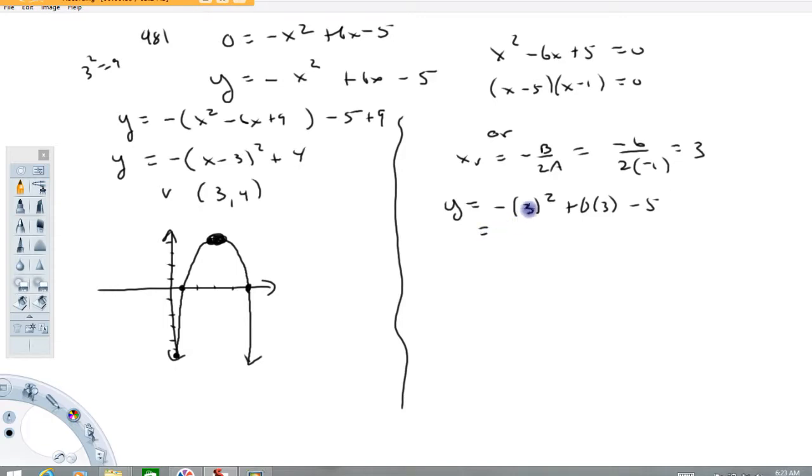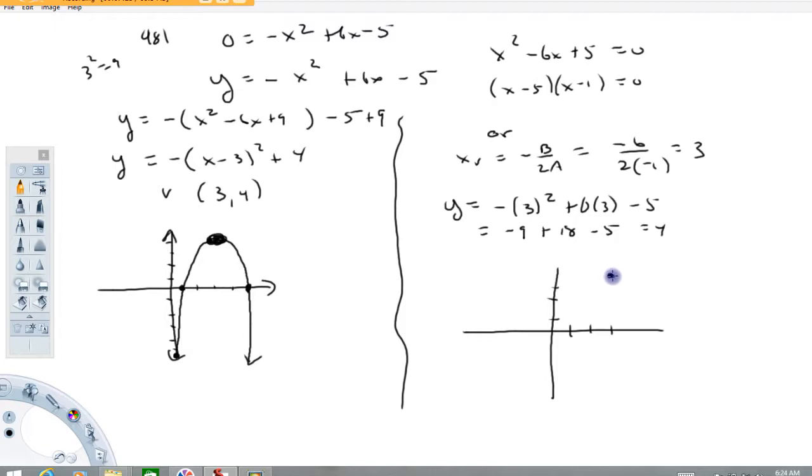Now, this minus sign is outside the parentheses. So this is 9 with a minus sign in front of it. That's a negative 9 plus 18 minus 5, which is 4. So the vertex is at the point 3, 4. So you would go 1, 2, 3, 1, 2, 3, 4, put your vertex.